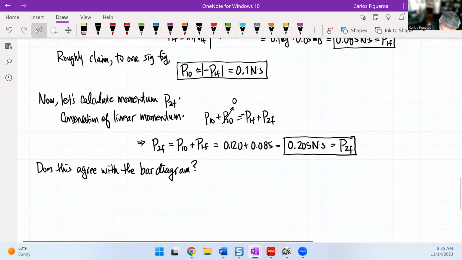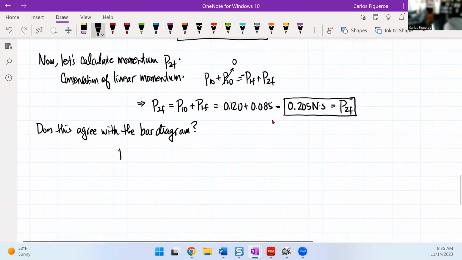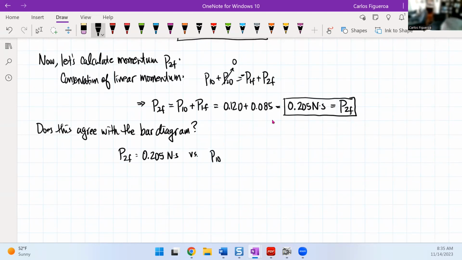So if you look at this, I can then see that the momentum of the larger block is 0.205 Newton seconds versus the incoming momentum, which was 0.120 Newton seconds. You can clearly see that it's larger. In fact, how much larger it is turns out to be almost by a factor of 2.